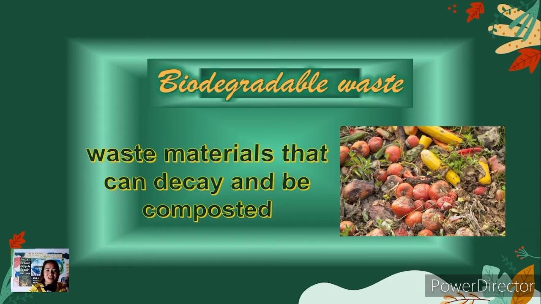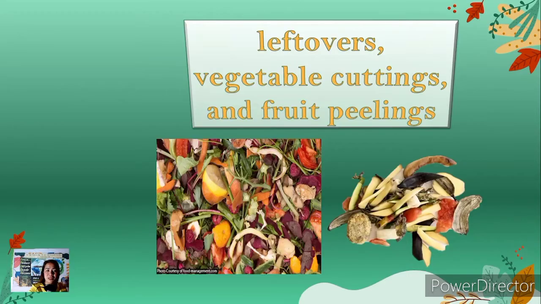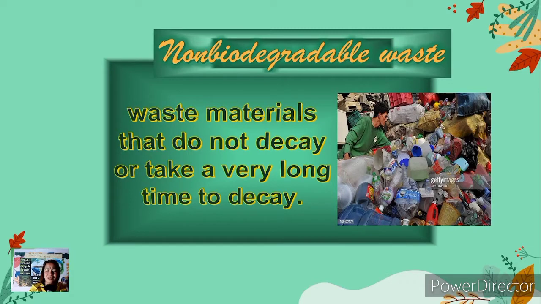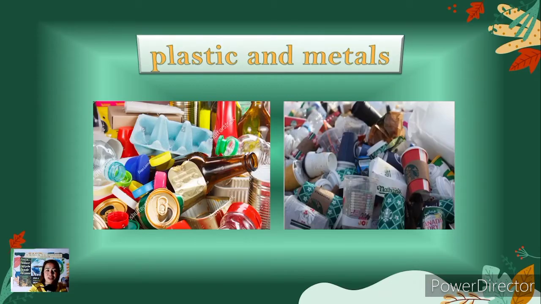First is the biodegradable waste. These are waste materials that can decay and be composted. Examples of biodegradable materials are leftovers, vegetable cuttings, and fruit peelings. Second is the non-biodegradable waste. These waste materials do not decay or take a very long time to decay. Examples of non-biodegradable materials are plastics and metals.